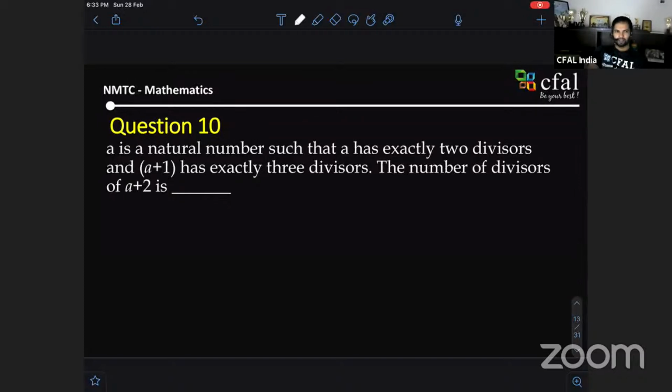That's the consensus. You told us we had previous sums where you explained to us that for a number to have exactly 3 divisors, it would be a perfect square. Yes, that is true. So A plus 1 has to be a perfect square. I agree. And A, based on the information given, is a prime number.